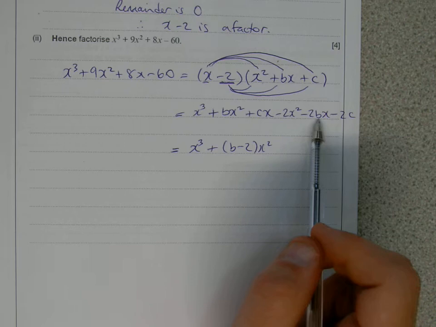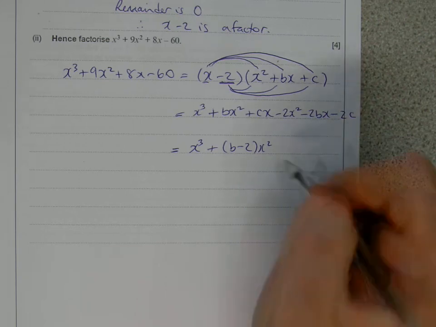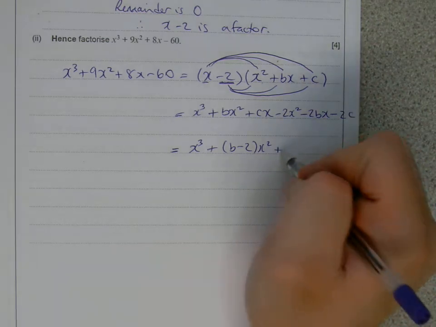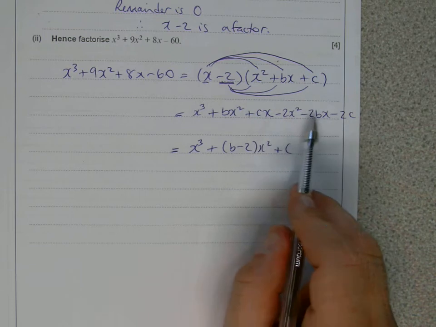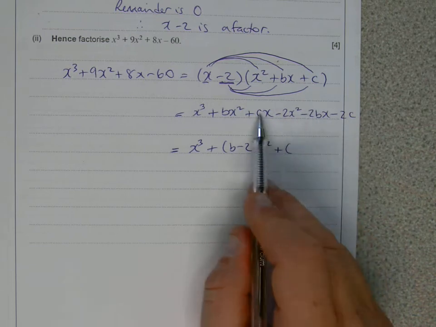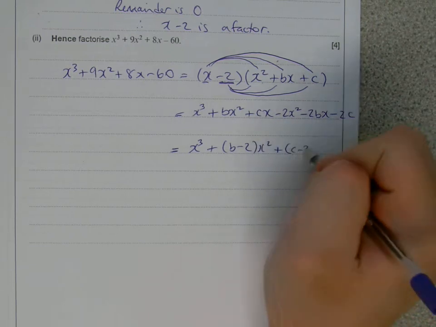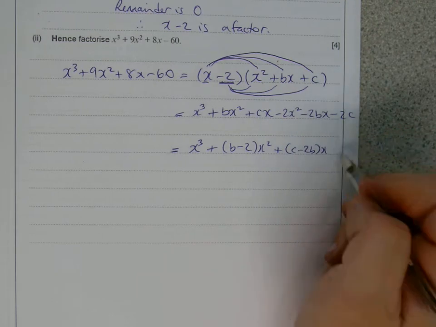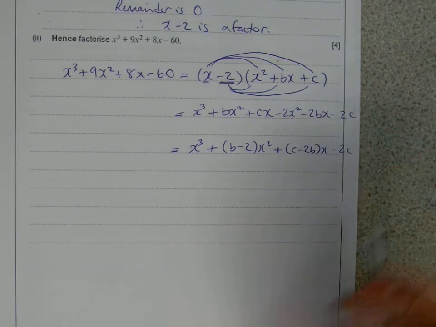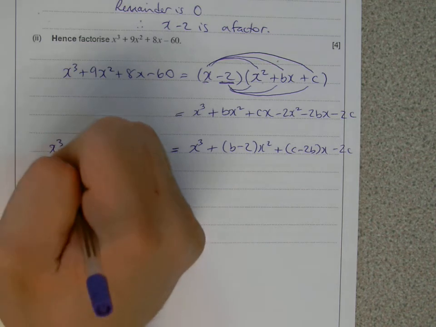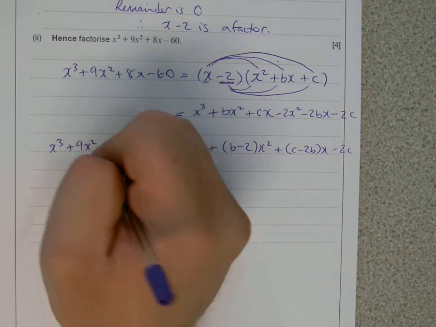cx here and the minus 2bx here, let's put that together. So again, I can't take them away. So I just do c take away 2b x, and at the end then I get minus 2c. Okay, and then what I'll do then, I'll rewrite what I've got here, what it's actually equal to.